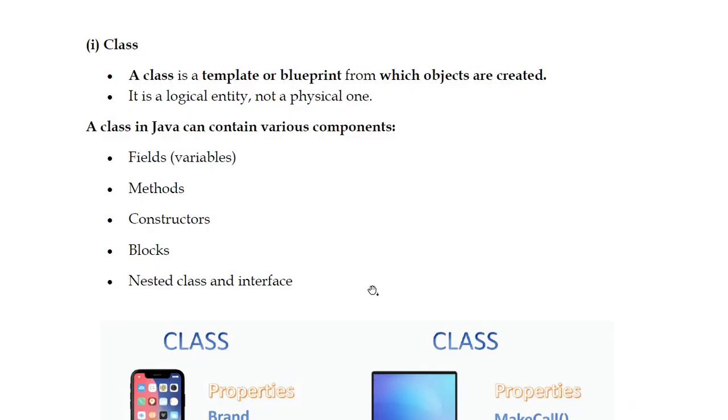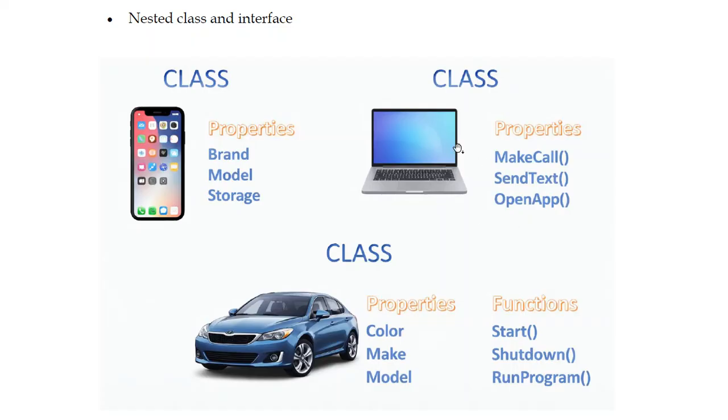Now back to the real-time example. The class is a mobile phone. What are the properties or data members of the class? Brand, model, storage, price, RAM, camera quality, processor. All these things come under the data members or properties of the mobile phone class. Laptop is the same: company, price, RAM, disk. Car also has properties: color, make, model, price.